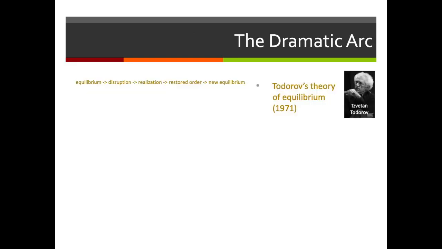So what do we mean exactly by the dramatic arc? Well, there are multiple definitions. Todorov talked about equilibrium, the idea that a story is a world or a set of people that are in equilibrium, then some disruption happens, the characters realise the disruption is happening, they work to restore order, and it returns you to a new equilibrium.